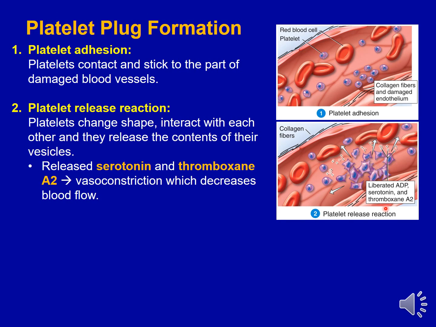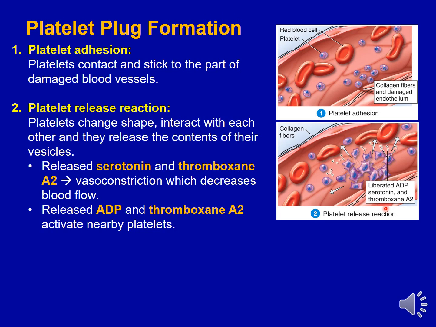This produces vasoconstriction of the blood vessels, decreasing the blood flow and decreasing the blood loss, and we have release of ADP and thromboxane A2, which produce activation of nearby platelets. These factors, especially thromboxane A2, are going to produce activation of the nearby platelets. It will produce something which is called platelet aggregation. It acts like a chemotactic factor, moving the platelets toward the site of injury.